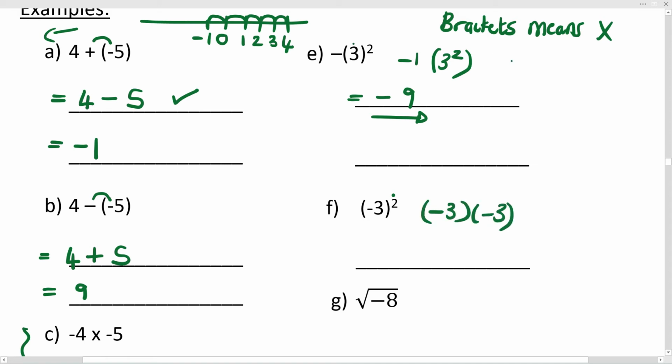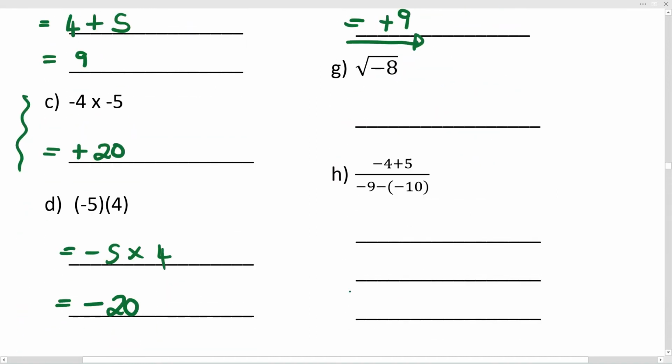Whereas this one is the same as saying negative 3 times 3. So I don't know if that helps. Okay, negative times negative is a positive, and 3 times 3 is 9. So my answer to question E will be a negative 9, but F will be a positive 9 because the negative also got squared.